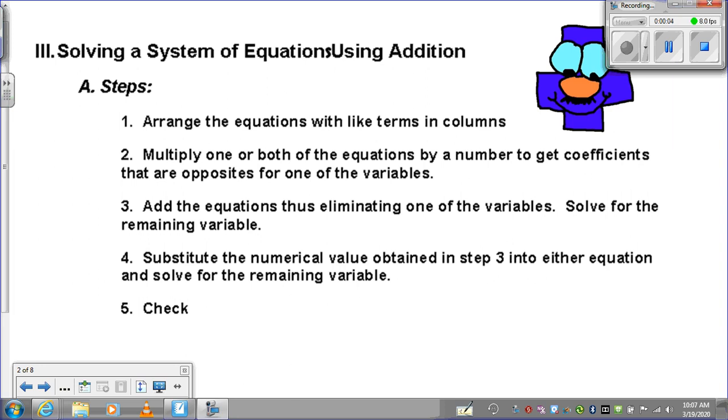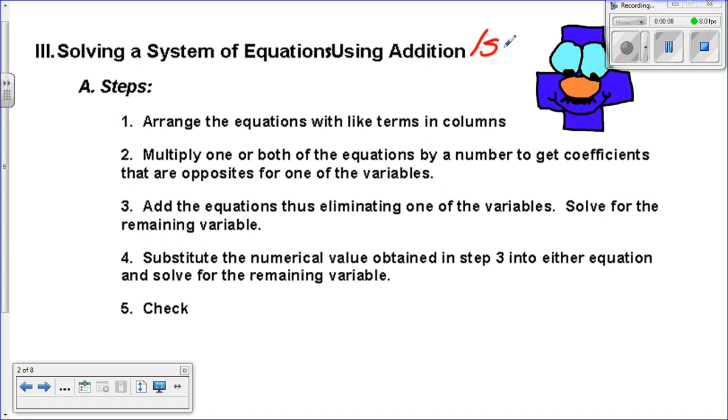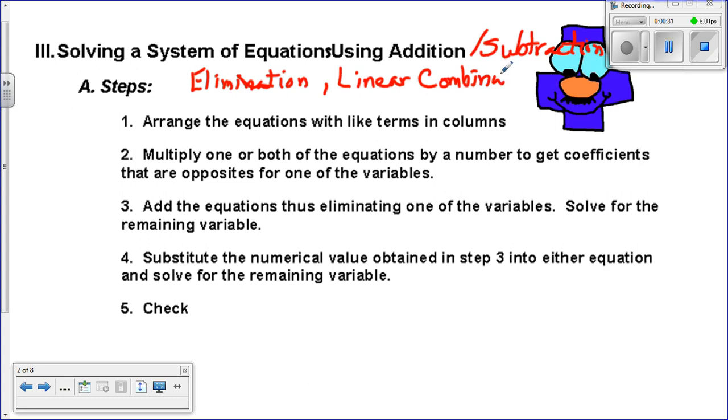Solving a system of equations using addition, or we could even use subtraction. This is also called elimination, as well as linear combinations. Okay, so here's what we're going to do.